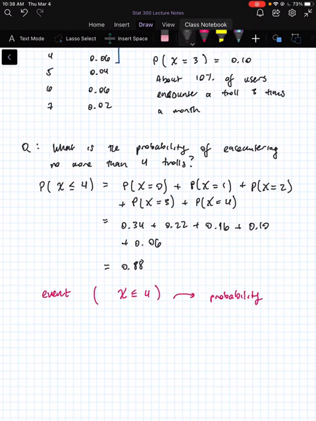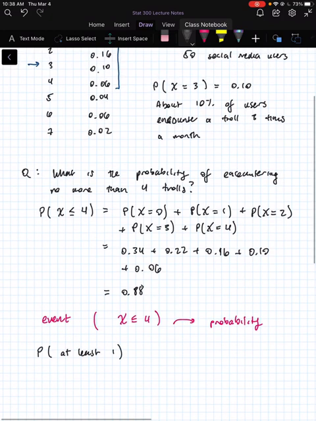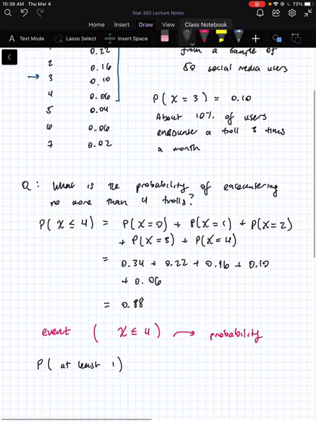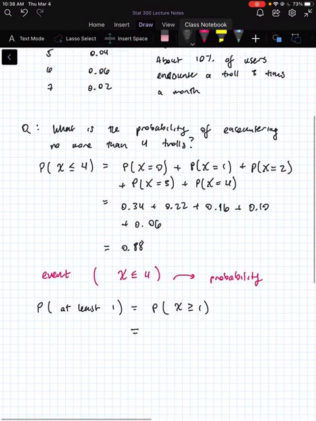Which also means that we can use things like the rule of complements. So if we wanted to find the probability of at least 1 troll a month, right? So that's the probability of x being greater than or equal to 1, which is the probability of x equals 1 plus the probability of x equals 2, all the way down, which you notice is quite a bit of work.